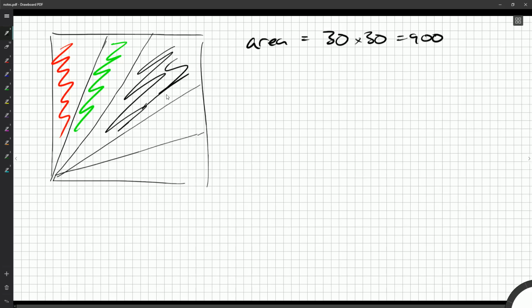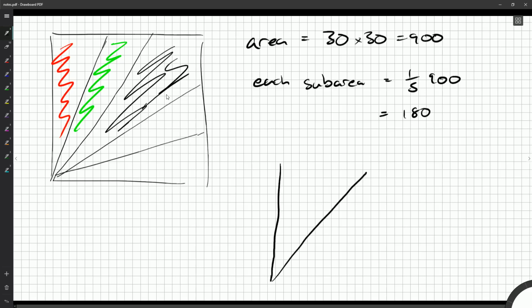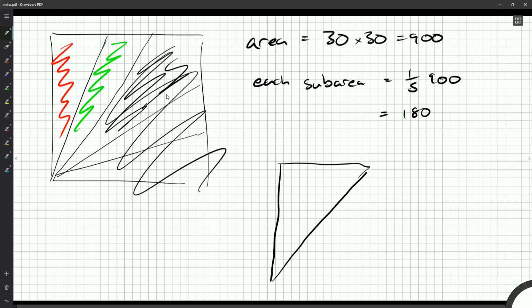Well, each sub area is going to be 1/5 of 900, and that's going to be 180. If you need to, grab your calculator. Now, if I look at the red triangle and the green triangle, if I separate them away from the rest of the figure, I don't think I need the rest of this shape. The square has done its job.